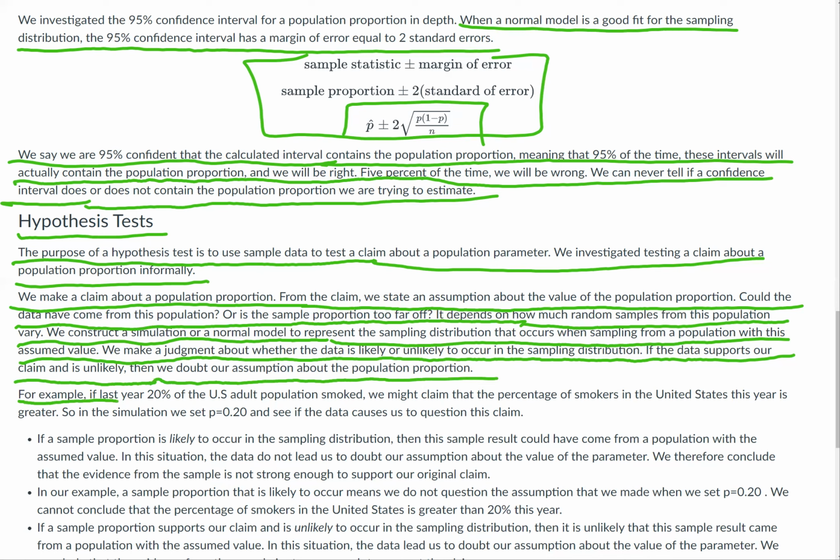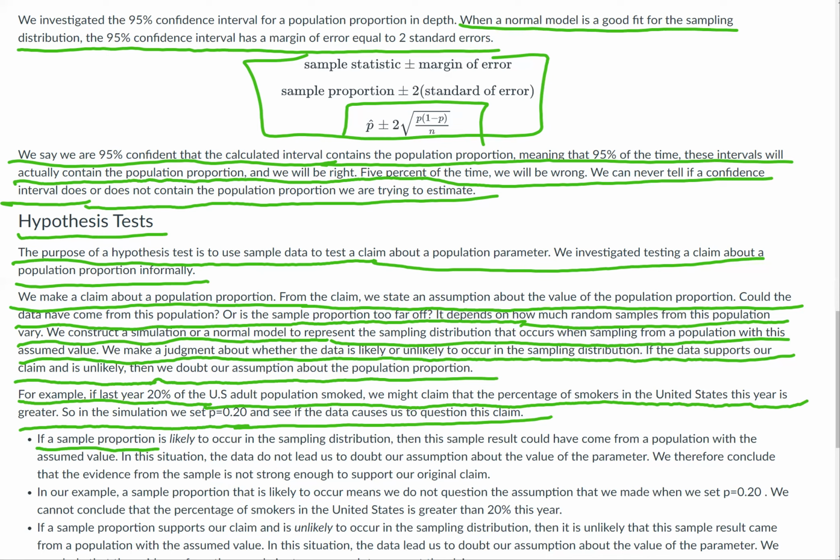So for example, if last year 20% of the US adult population smoked, we might claim that the percentage of smokers in the United States this year is greater. So in the simulation, we set p to equal 0.2 and see if the data causes us to question the claim. If a sample proportion is likely to occur in the sampling distribution, then the sample result could have come from a population with the assumed value.